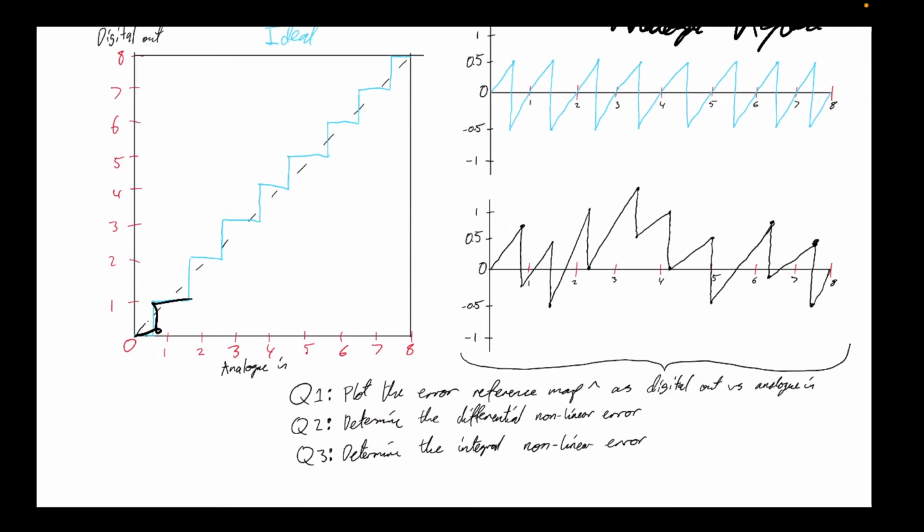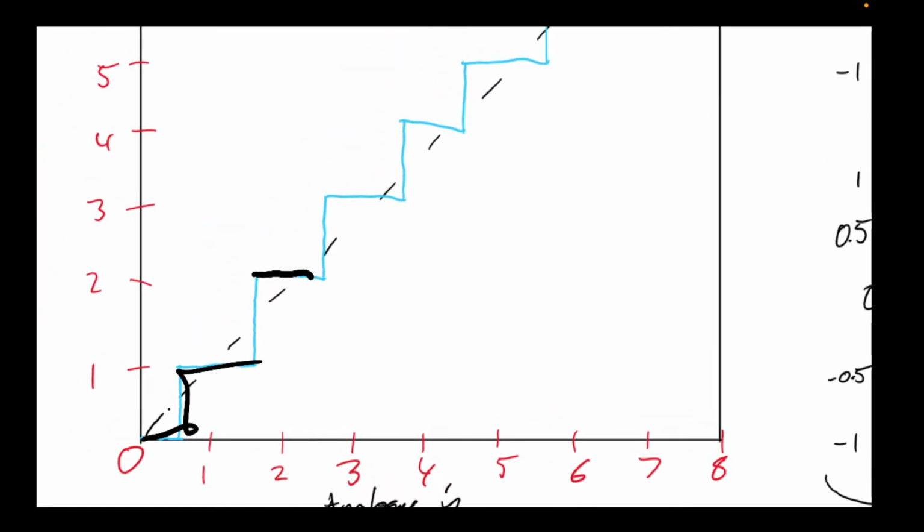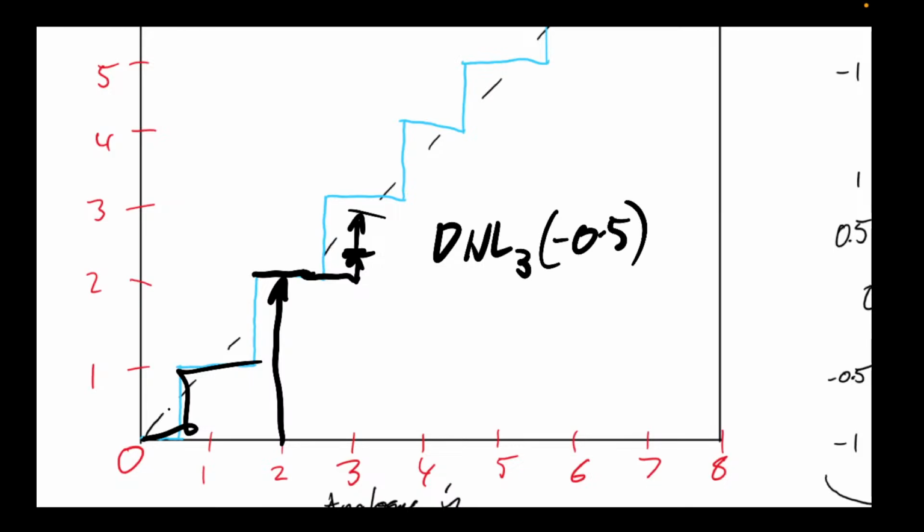So, a differential nonlinear error is when we consider, okay, for analog input of 2, I got 2, but then let's consider what I got for 3. If I instead get for 3 something like this, where it's a half step instead of a full step, then I end up with a differential nonlinear error at step 3 of minus 0.5, okay? Now that is regardless of where 2 was.